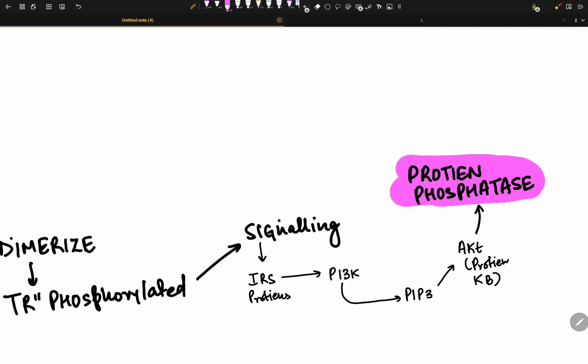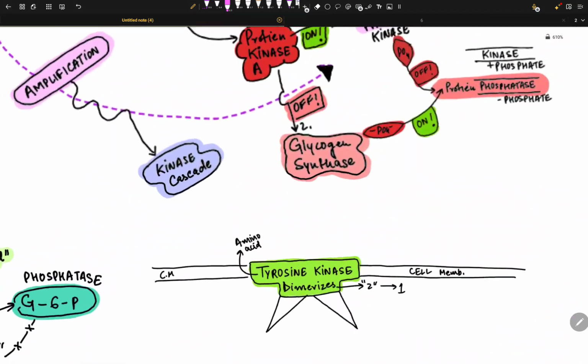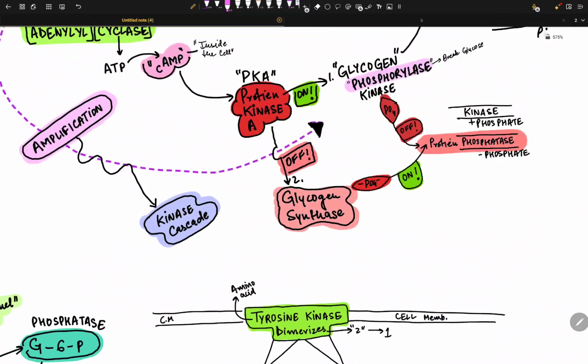Now, why protein phosphatase? I think we already learned this, but let me just repeat it. Protein phosphatase removes the phosphate group, and in the fed state it dephosphorylates, removing phosphate groups from both of these enzymes. Now, there are many enzymes affected, but which is the most important enzyme that explains the reduction in serum glucose?